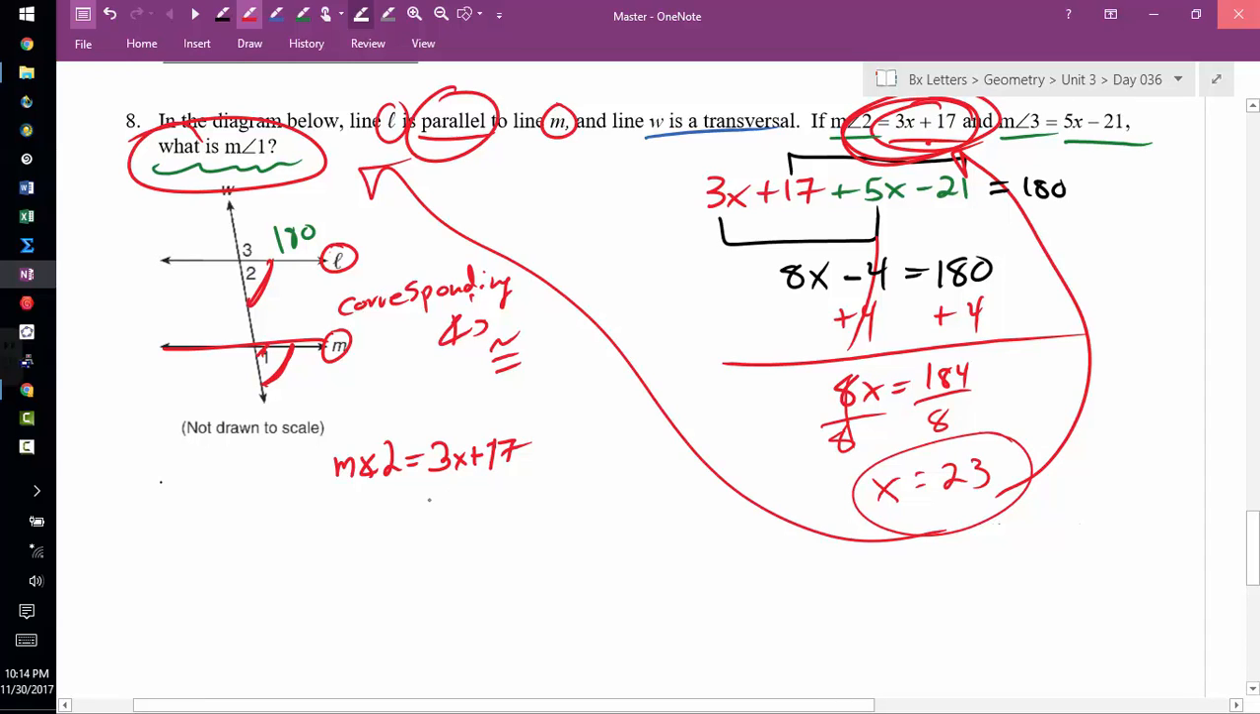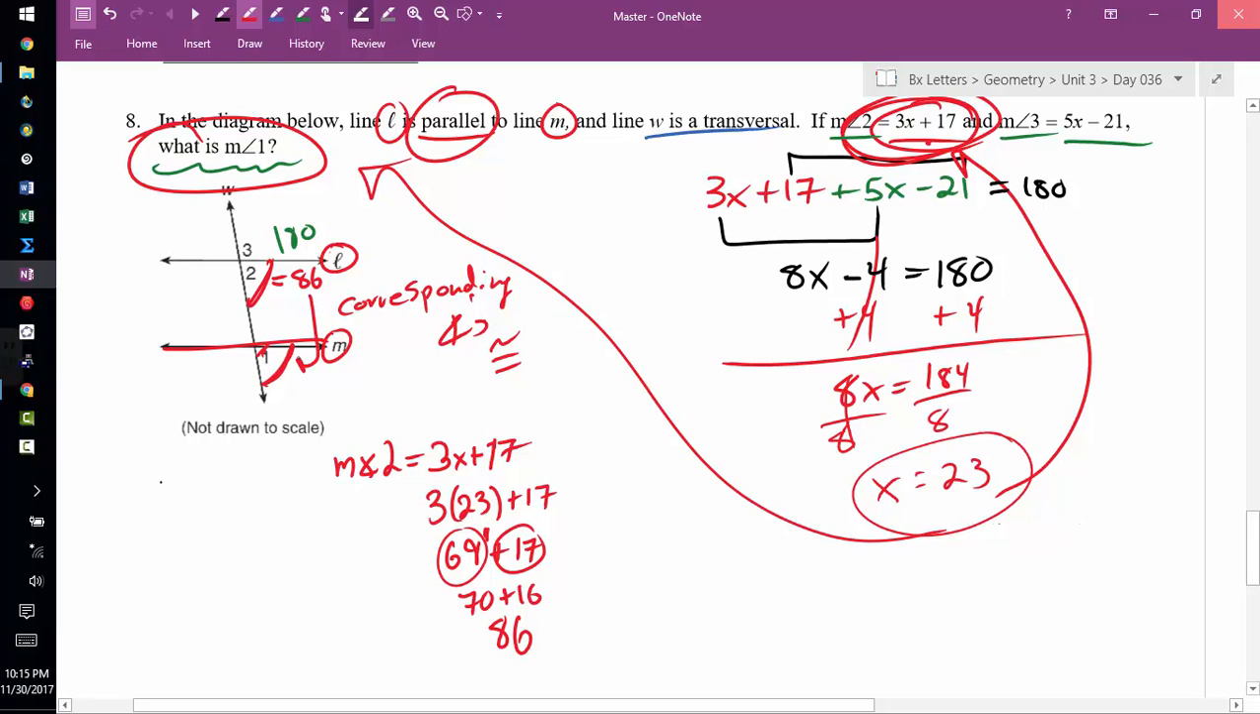So I'm just going to substitute in 3 times 23 plus 17. 3 times 23 is 69, plus 17. I'll show you the little trick to do this in your head. 69 is 1 away from 70, so I'll borrow that 1 that I need from the 17, and that will be 16. So 69 plus 17 is really 70 plus 16, which is much easier to do in your head. It's just 86. So the measure of angle 2 is 86.